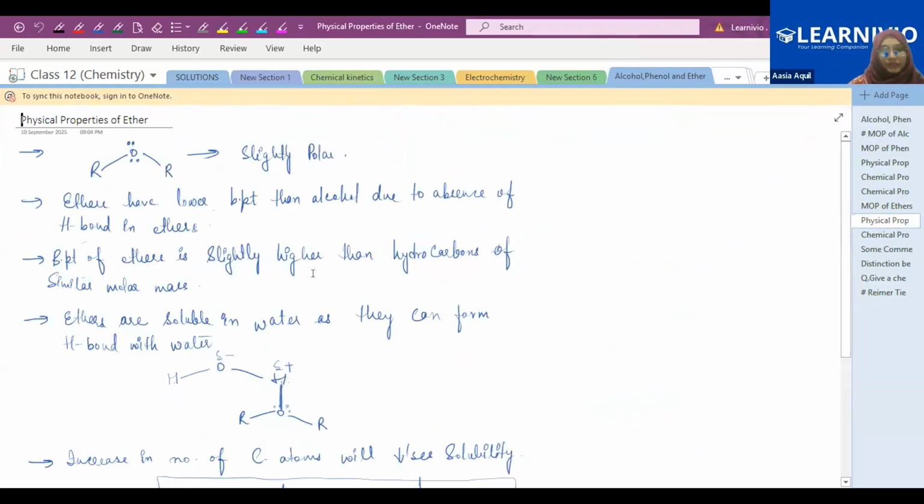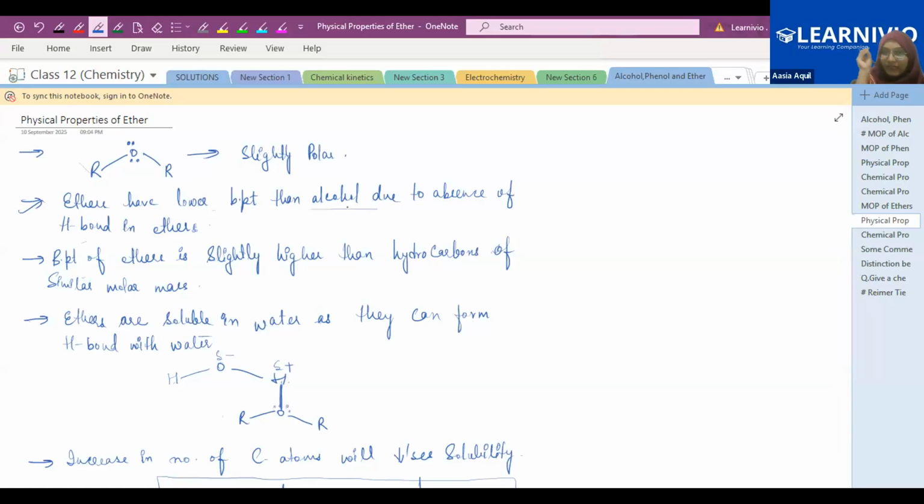physical properties of ether. Okay, now see what is ether. Ether is R-O-R, that is the general representation. You can see there is oxygen between the two alkyl groups, and oxygen has a lone pair. So ether is slightly polar in nature. And just remember this, ethers have lower boiling point than alcohol. Why? Due to the absence of hydrogen bonding in ether.